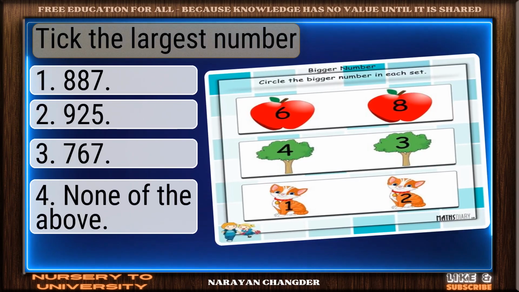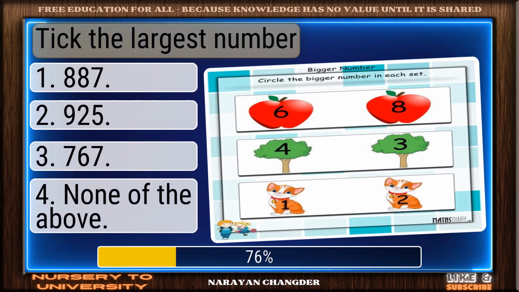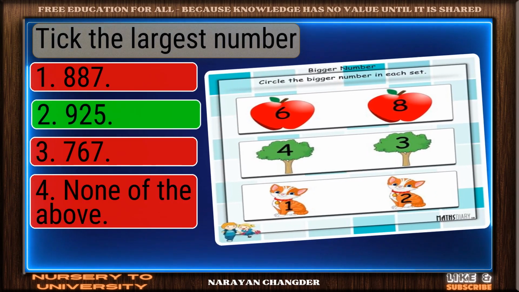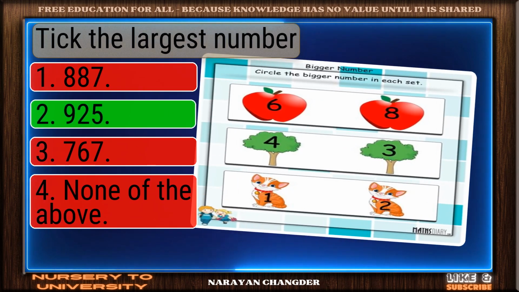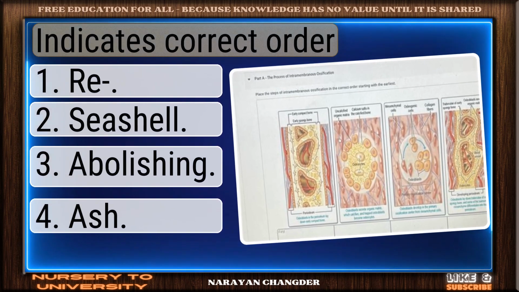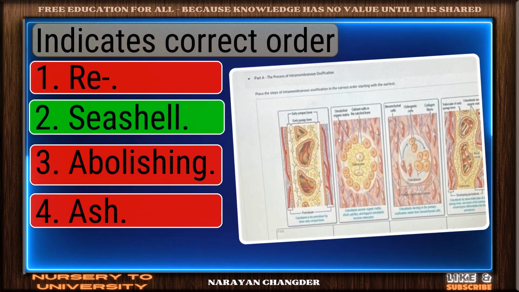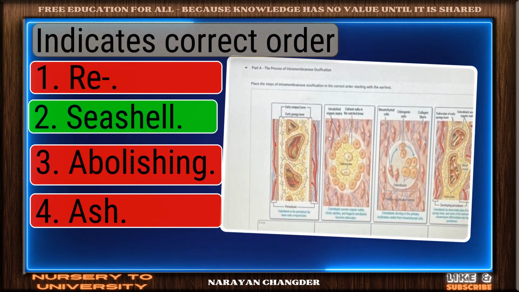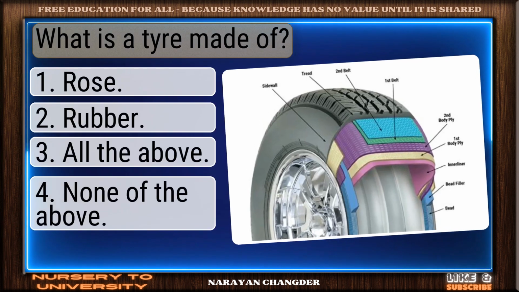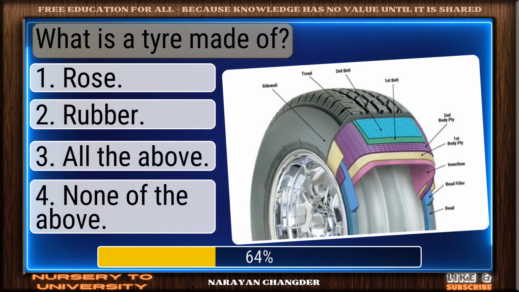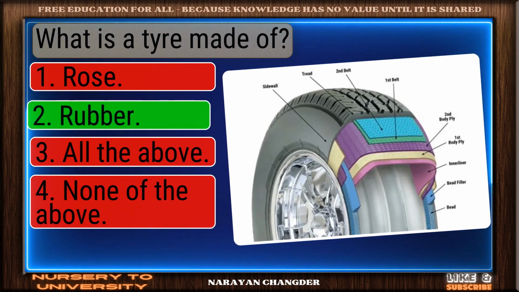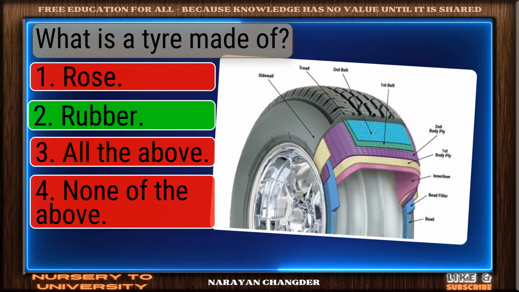Tick the largest number. Great job. 925 is the accurate answer. Indicates correct order. Solid response. Seashell is a valid choice. What is a tire made of? You got it. Your choice, rubber, is right.